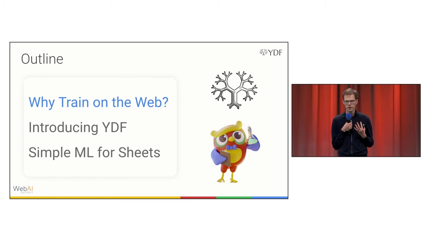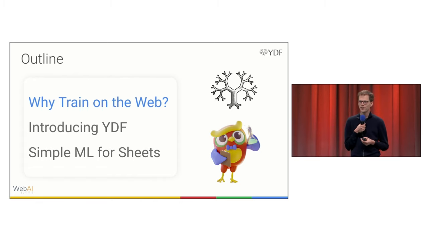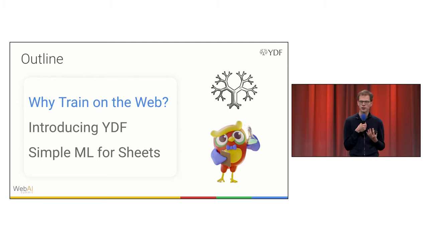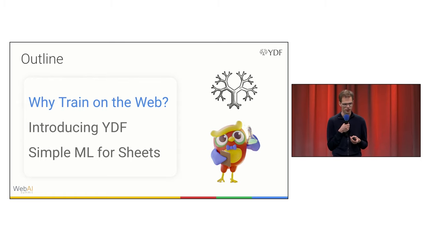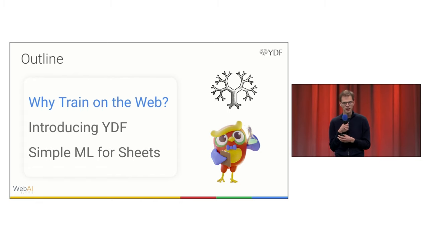And I'll first explain the why. So why is that cool? And why could we or should we do that? Then I will talk about the how. How can we do that? And I will introduce YDF, which is a machine learning library that I'm working on that can allow you to train models on the web. And then I'll show you a use case that we launched 2 years ago and presented at last year's Google I/O, which is simple ML for sheets.